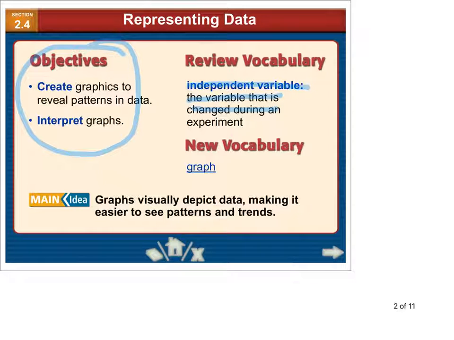Review vocab: independent variable, variable that is changed during the experiment. Also called the manipulated variable. Only one little new term, a graph. And our key idea: graphs visually depict data, making it easier to see patterns and trends.